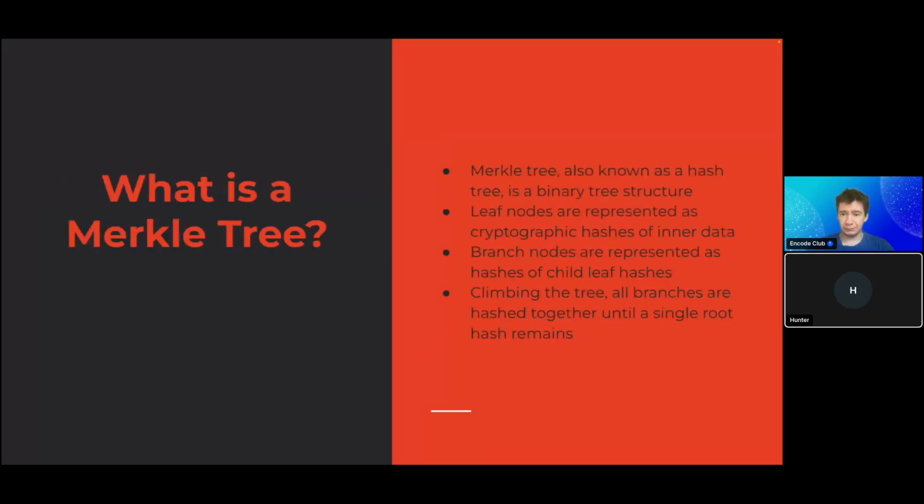And then what is a Merkle tree? A Merkle tree is known as a hash tree or a binary tree structure. The leaf nodes are represented as individual hashes on the Merkle tree, so they all have their own individual ID and they're all branched out based off of that. Climbing the tree, all branches are hashed together until a single root hash remains. This is how you verify the data integrity of the Merkle tree. So you're allowed to have all of these different assets stored on chain on this Merkle tree account, and they're all able to be verified as being part of that collection or belonging to the user who's creating the assets.